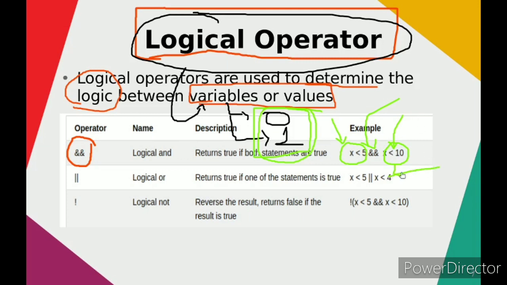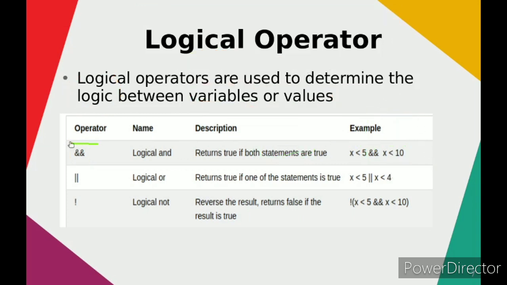Having said that, these are the few logical operators that are supported by our C++ compiler, whereby the double ampersand sign, also known as the logical AND, returns true if both the statements, like the statement on the left hand side and the statement on the right hand side, return true.